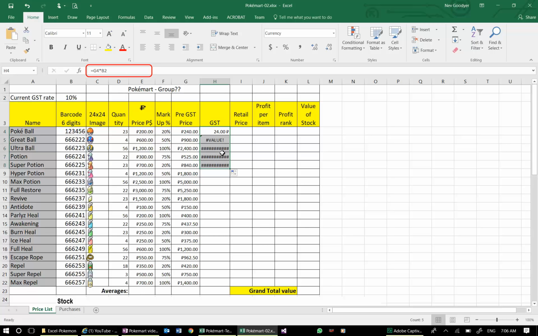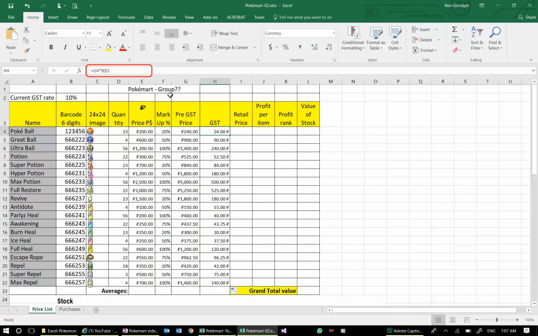I've got errors. And that's because in this cell, I'm wanting to multiply by B3, and in B3, there is only text. So what I have to do is make sure that when I copy down, I do not change the row number here. So I'm going to put in a $ sign, and that makes the row absolute. Now if I copy down, in every case I'm looking at B2.